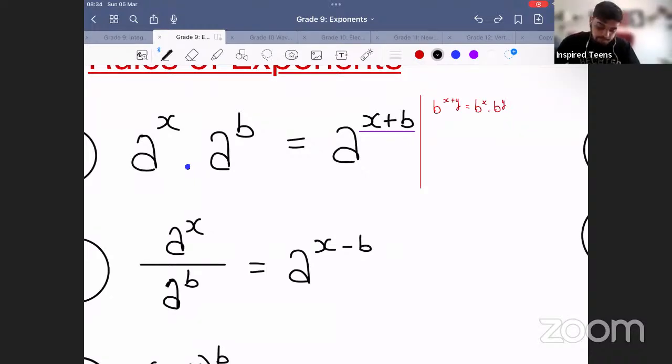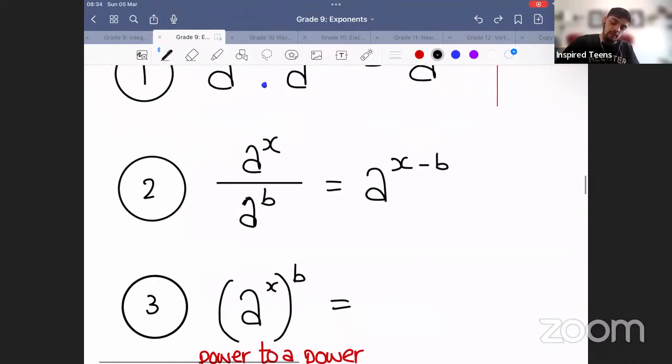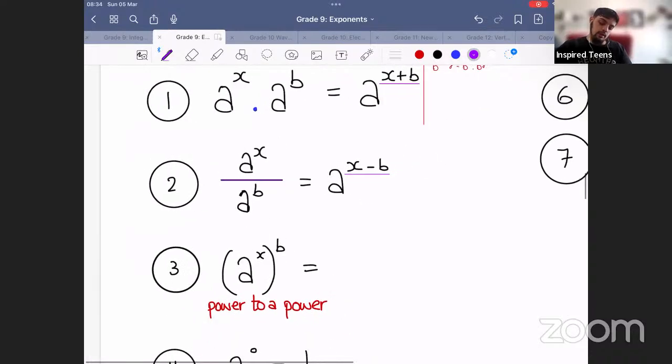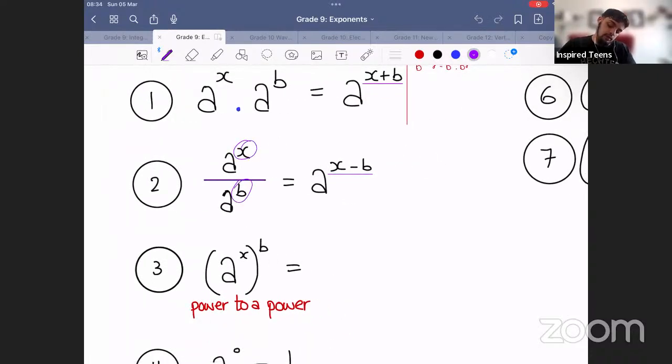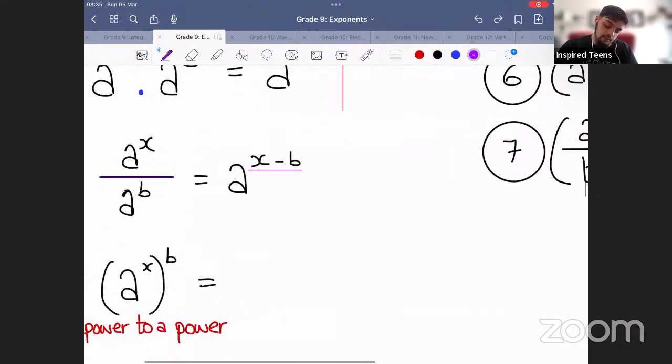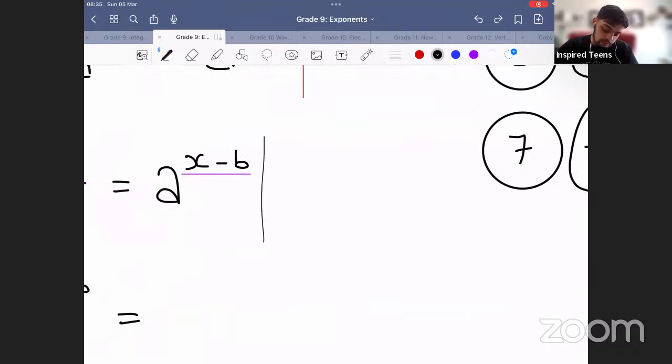Okay, let's move on. The next one, same bases in division, you can subtract the exponents. Same bases, but now they are in division with one another. You therefore subtract the exponents. Whatever the exponents are, you can say top minus bottom. Generally, that works. And then of course you have to work backwards as well.